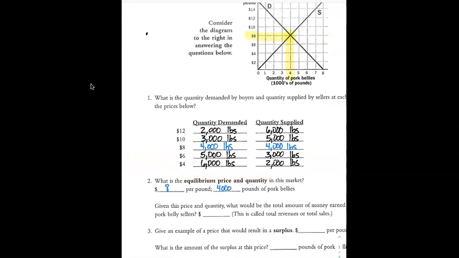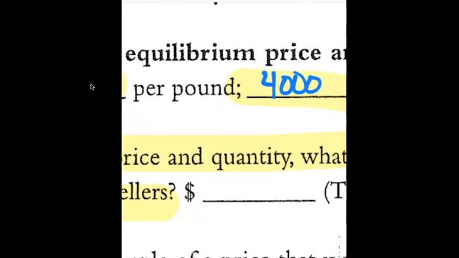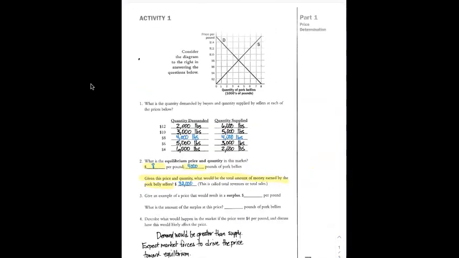Now, given the price and the quantity, what's the total amount of money that's going to be earned by the pork belly sellers? Well, there we just have to take the price per pound, multiply it by the number of pounds sold. So that would be 8 times 4,000, which would give us $32,000. So that would be the total amount of money earned. Now, it's not their profit, that's just their revenue, because of course they got to take that $32,000 and they need to cover their costs to produce the 4,000 pounds of pork bellies.